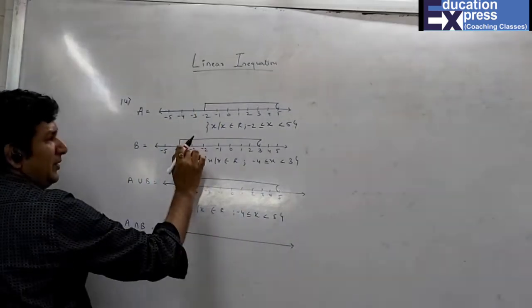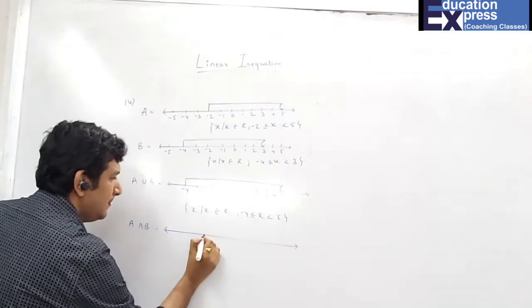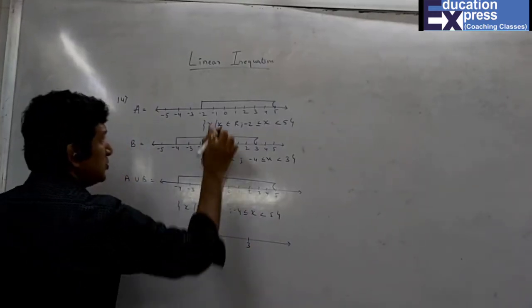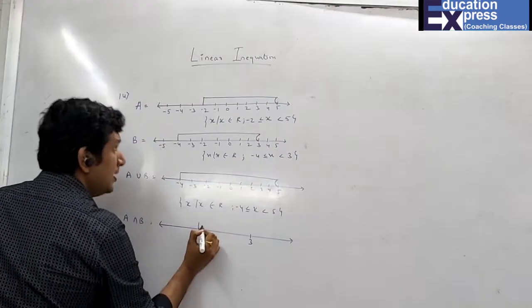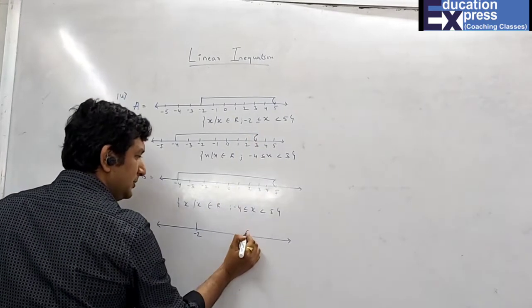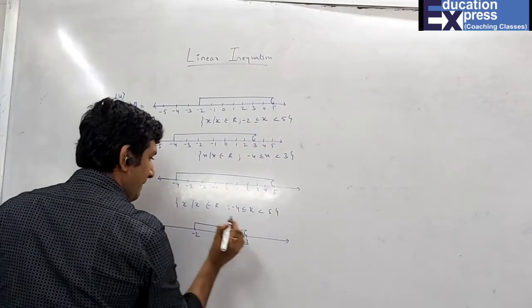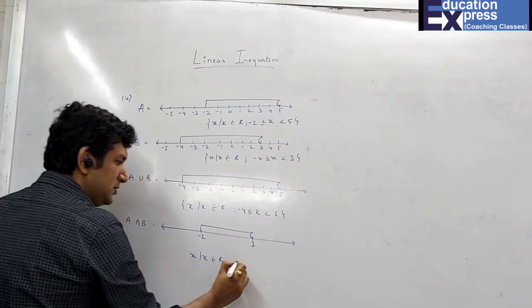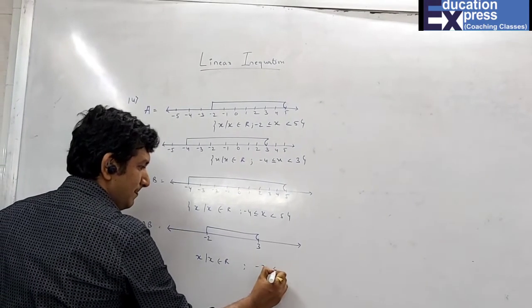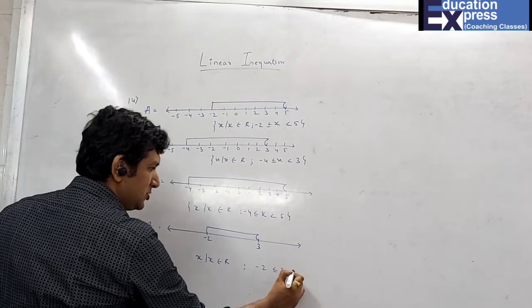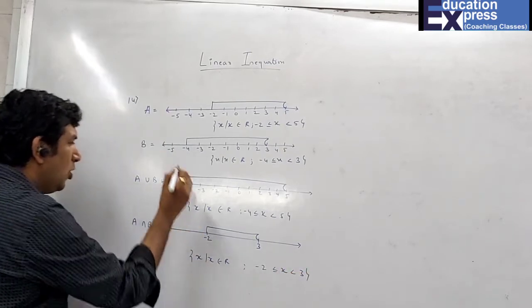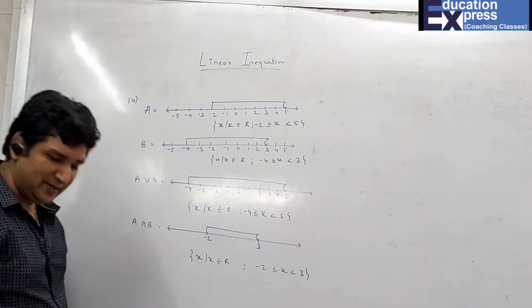In A intersection B, we take the minimum left and the minimum right. Which is the minimum left? -2. Minimum right is 3. From where I have got -2 here, it is included, and 3 is not included. So x belongs to real numbers, x is more than or equal to -2 and less than 3. That's all for the 14th sum, union and intersection.